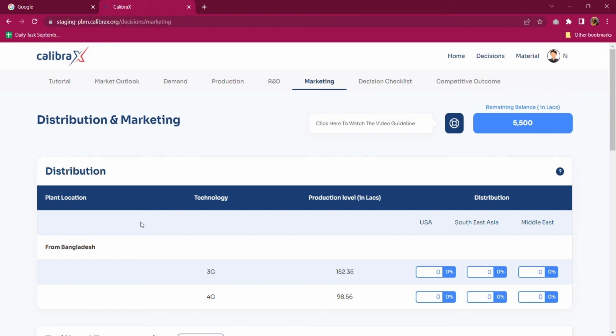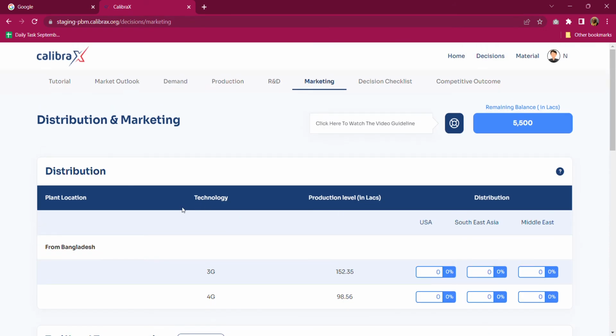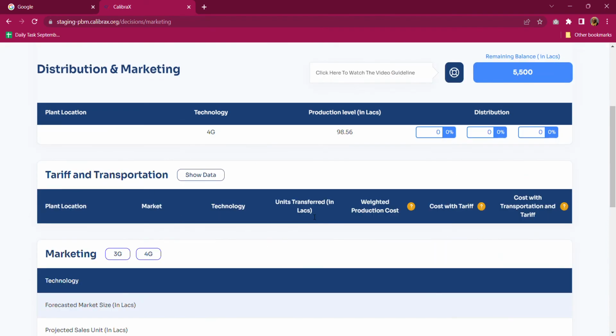Under the distribution and marketing tab, teams have to take two different actions. One is distribution. Firstly, under the distribution, they have to decide which product from which location is going to be transferred to various markets. Teams should be aware of the market outlook for different markets and different technologies before deciding the number of units to be transferred into these selected markets. Once a team has made up its mind about its distribution strategy, they could have a look at the impact of the tariff and transportation.